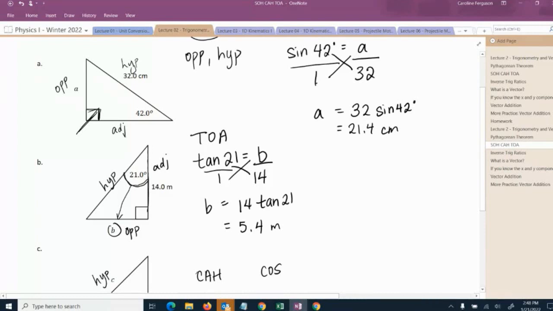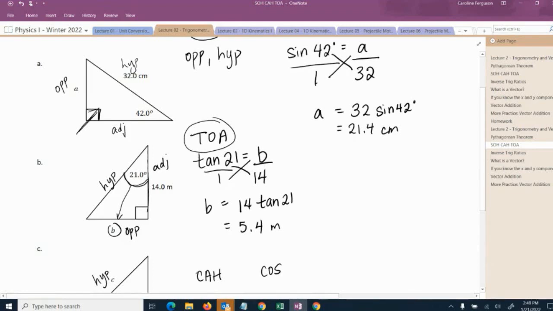Because we're looking for the opposite and we know the adjacent, we need to use SOHCAHTOA, the one that has opposite and adjacent in it, which would be TOA. So we're using tan here. The way TOA works is you'd say tan of the angle, which is 21, is equal to opposite, which is B, over adjacent, which is 14.